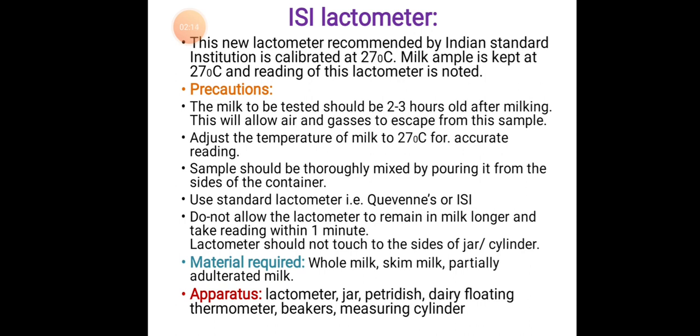Precautions: the milk to be tested should be 2 to 3 hours old after milking. This will allow air and gases to escape from the sample. Adjust the temperature of milk to 27 degrees Celsius for an accurate reading. The sample should be thoroughly mixed by pouring it from the sides of the container. Use a standard lactometer, that is Quevenne's or ISI. Do not allow the lactometer to remain in milk longer, and take the reading within 1 minute. The lactometer should not touch the sides of the jar or cylinder.